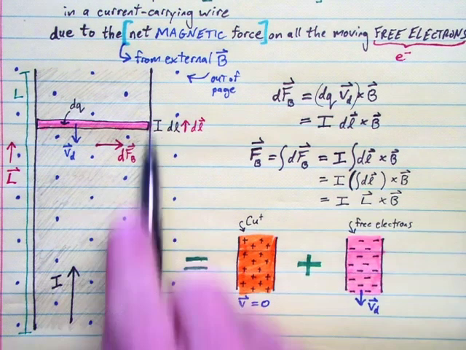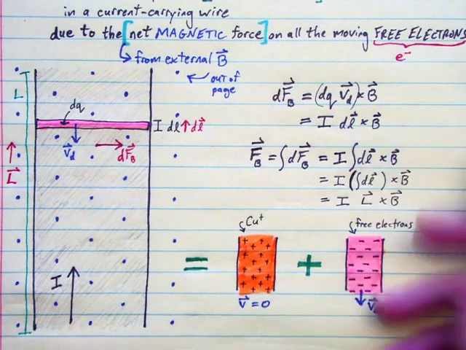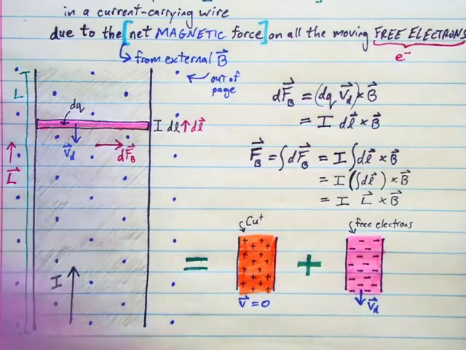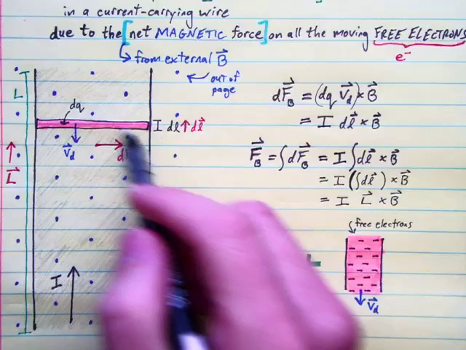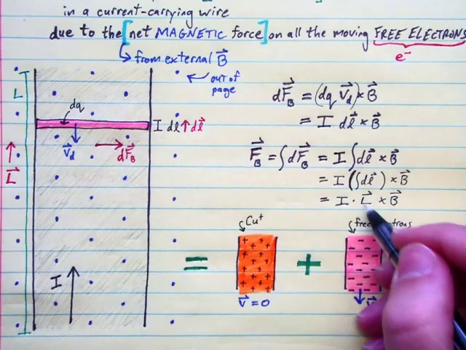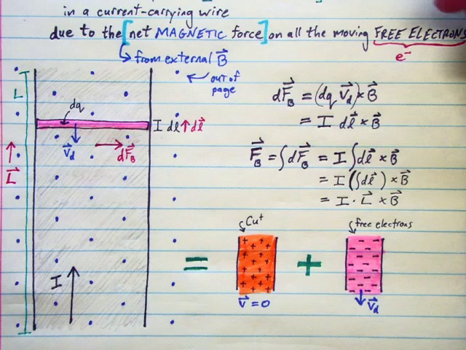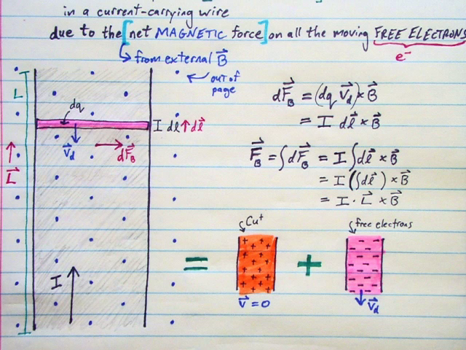They'll all point that direction. So here is our magnetic force on our electrons, equal to I L cross B, or F = ILB. Okay, so now here the argument gets a bit more interesting.